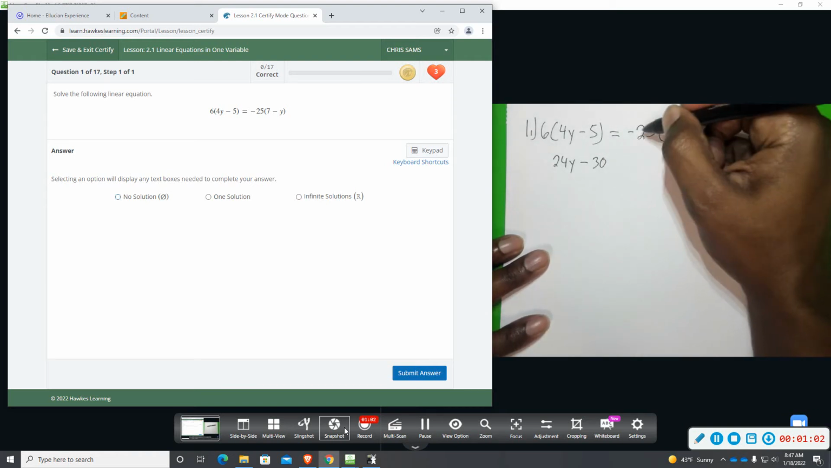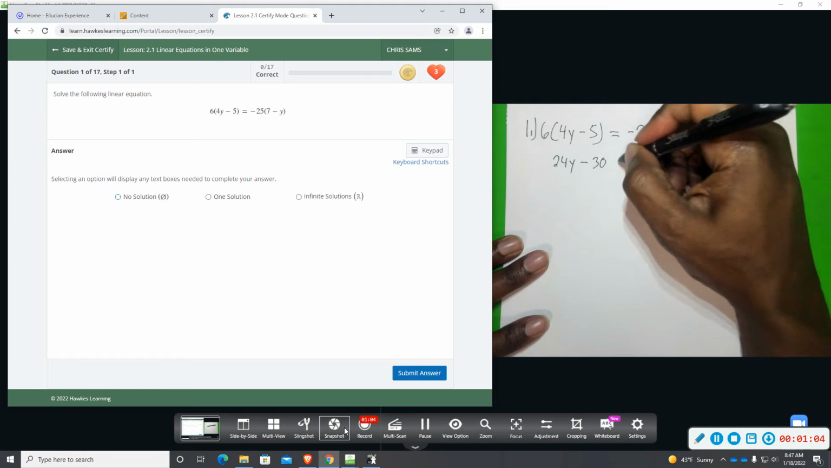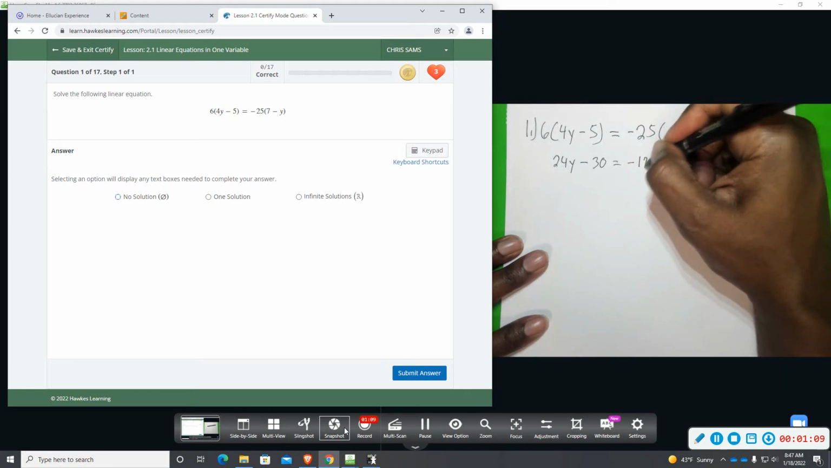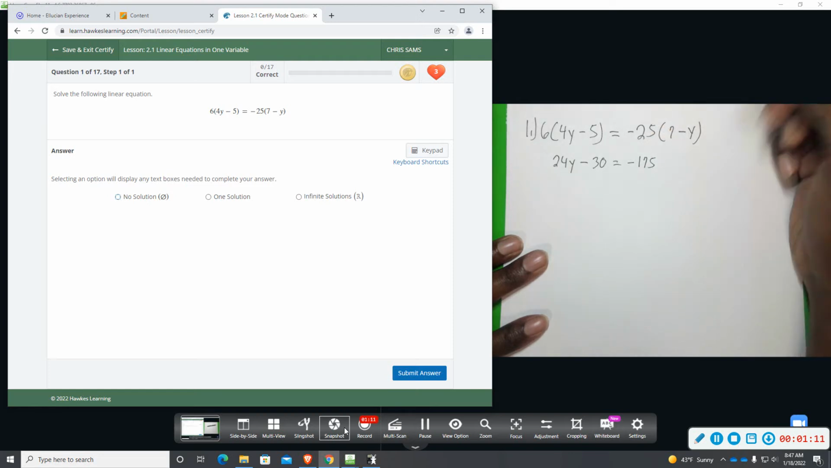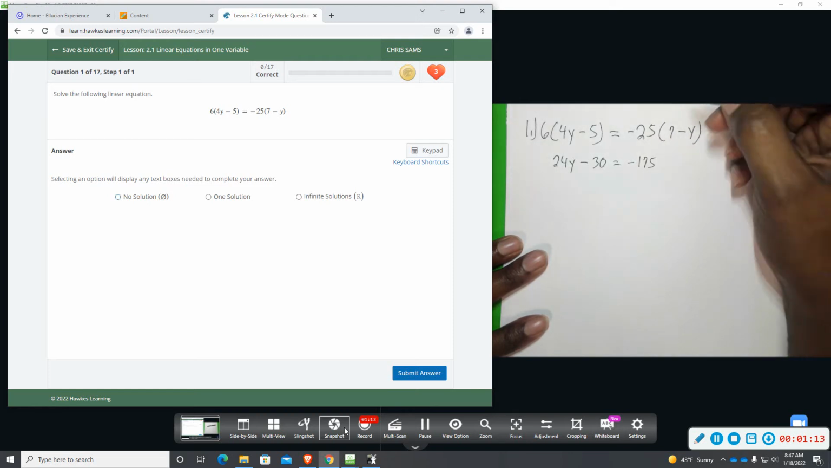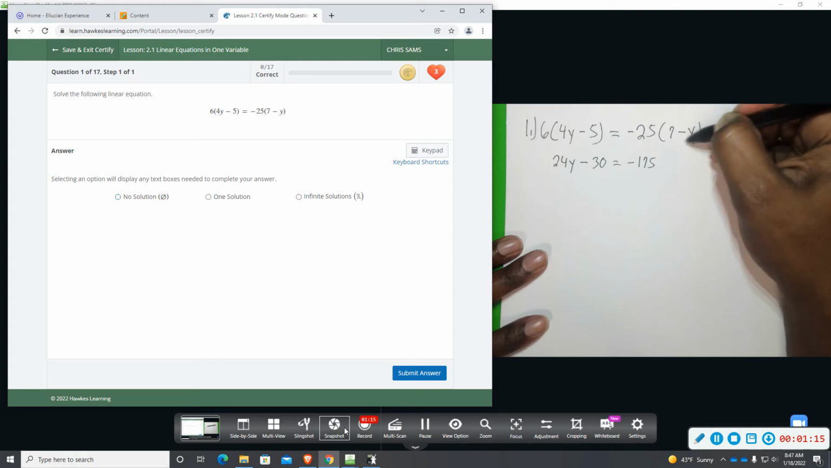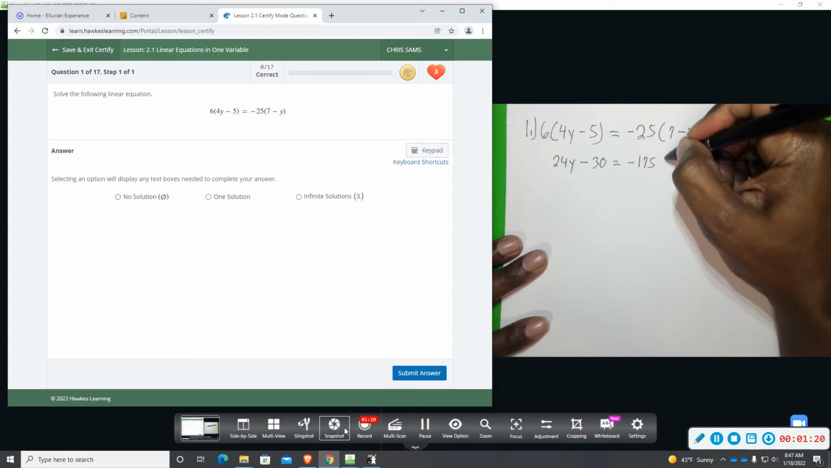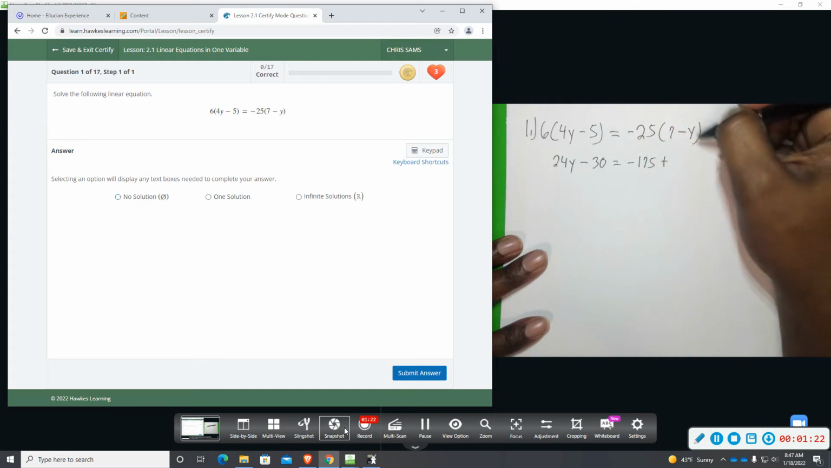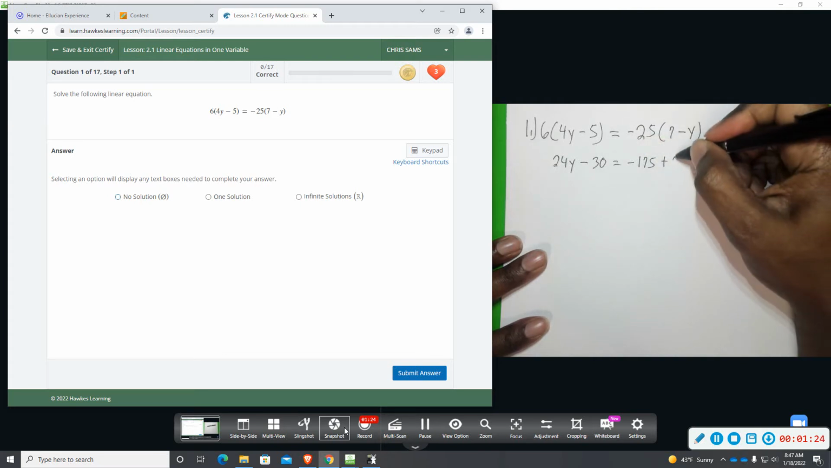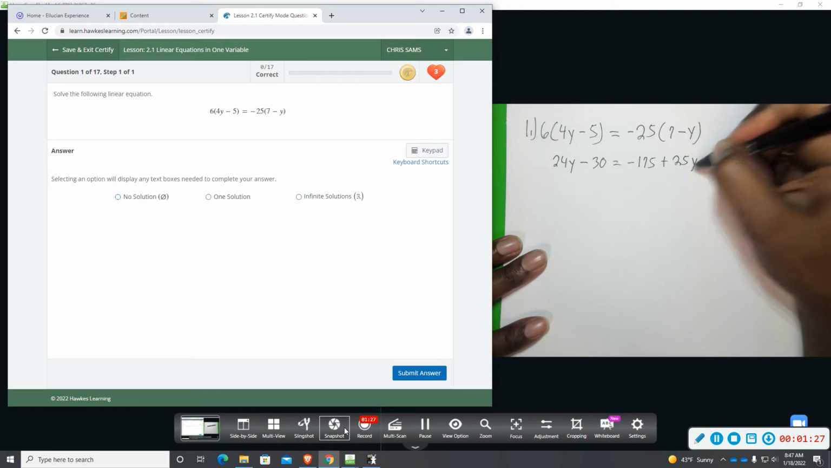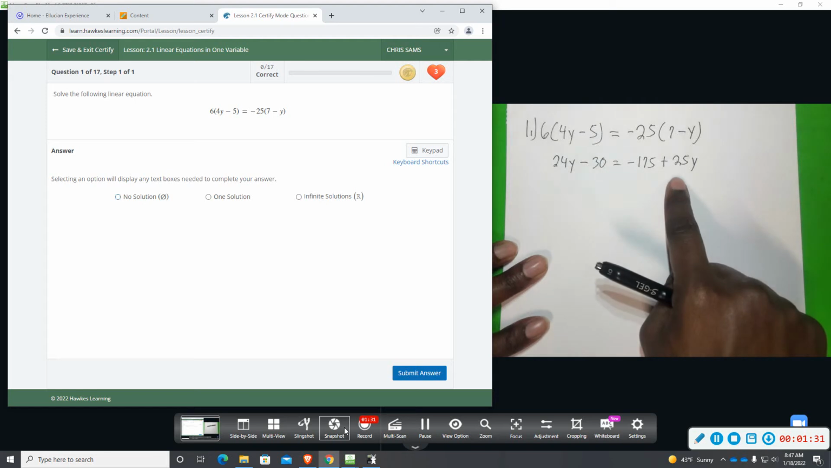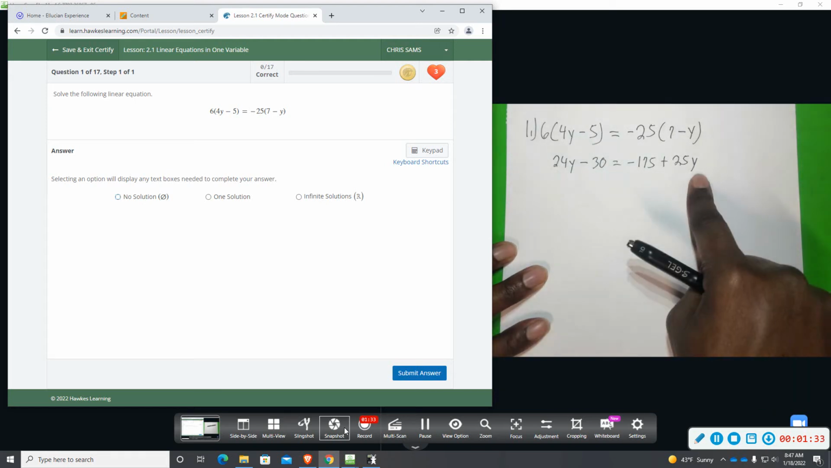On the other side, we have a negative 25 times 7. So that's going to give us a negative 175. Just think about it like quarters. Okay, we have 7 quarters, we got 175. And then a negative 25 times the negative y, that will give us a positive, because negative times a negative becomes positive, and then that will give us 25y. Okay, the number in front of here is understood to be a 1.